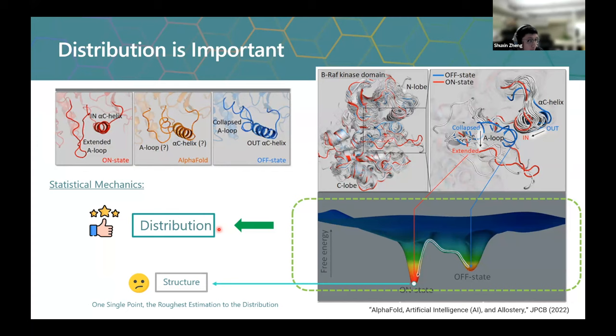There are many other cases where protein dynamics and the function are governed by the distribution of the states rather than a single structure. For example, I will give you a very interesting example. One of my colleagues published a paper last year that used molecular dynamics simulation to explain why the Omicron variant of the SARS-CoV-2 virus is more infectious than the wild type.